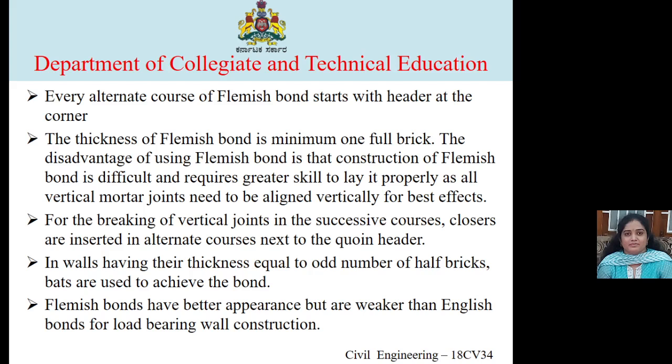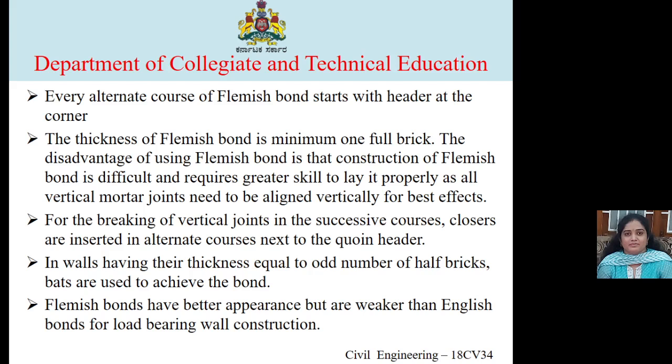These are the properties. The thickness of the Flemish bond is minimum one full brick. The disadvantage of this Flemish bond is that construction is difficult and requires greater skill to lay it properly, as all the vertical mortar joints need to be aligned vertically for the best effect. So a little bit skilled mason is required to construct this type of bond.